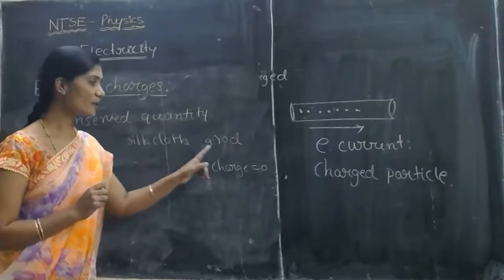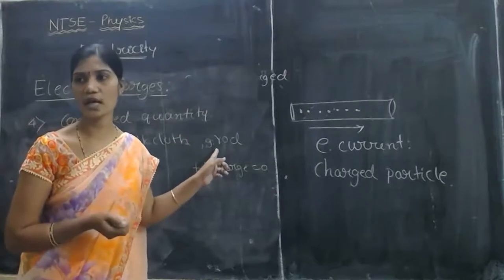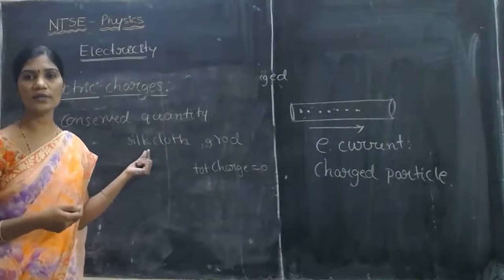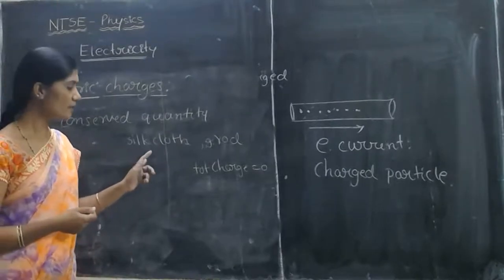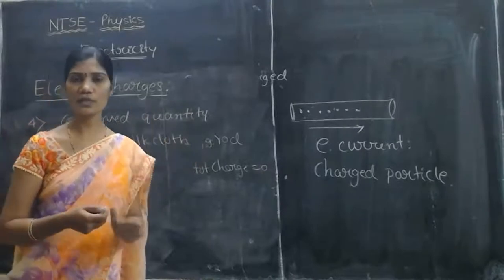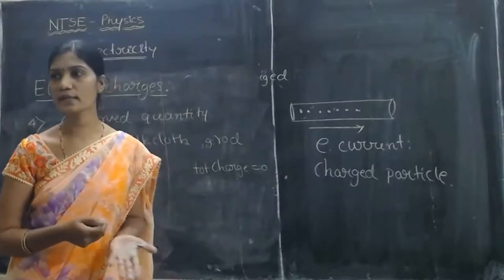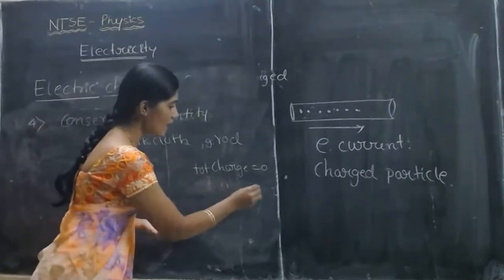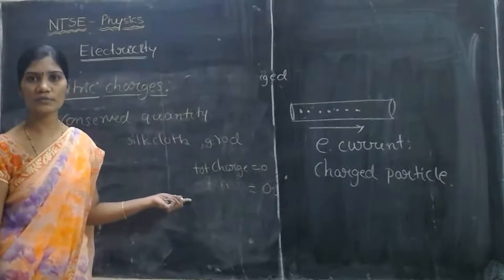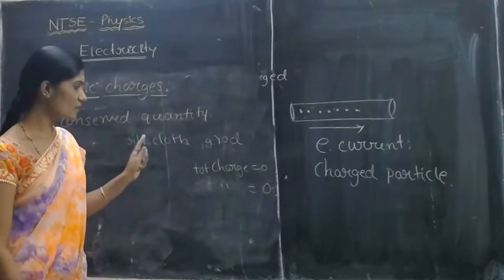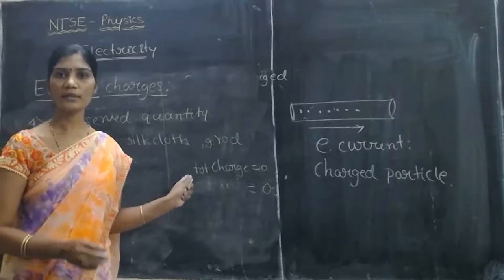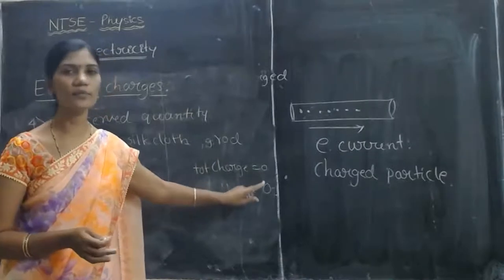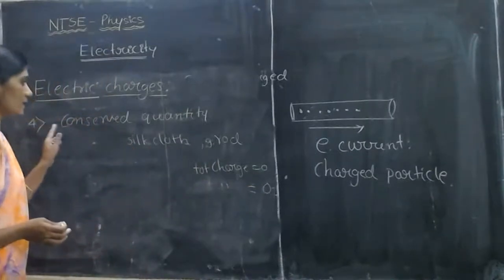Then what would happen? Glass rod becomes positively charged because it loses the electrons. And the silk cloth collects the electrons and it becomes negatively charged. Here, one object is losing the electrons and another has gained the electrons. After that, when you observe the total charge, after this process, again it remains zero. This means electrons get transferred from one object to another, but neither they can be created nor be destroyed. The net total again remains the same. That's why it is a conserved quantity.